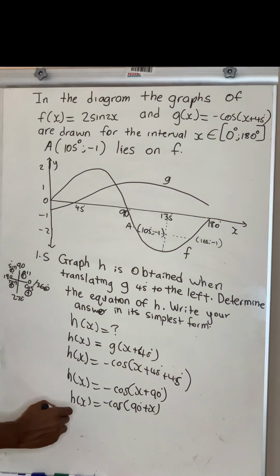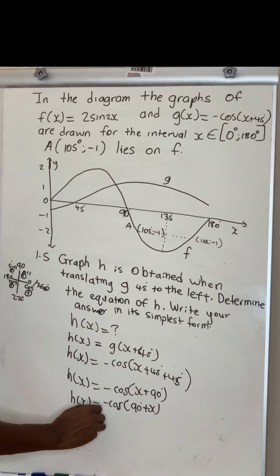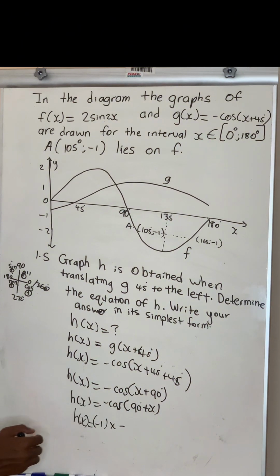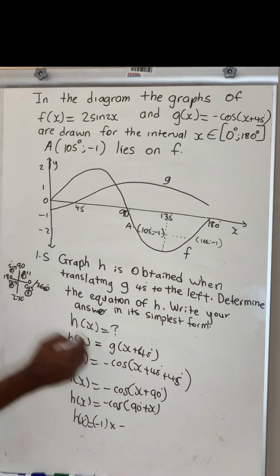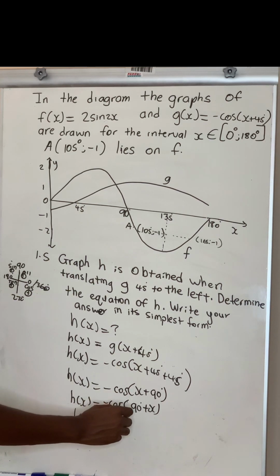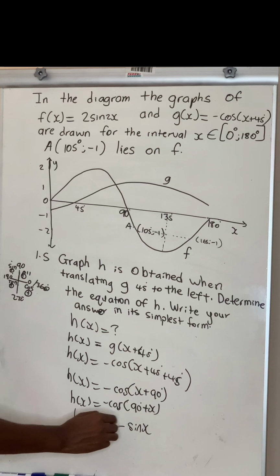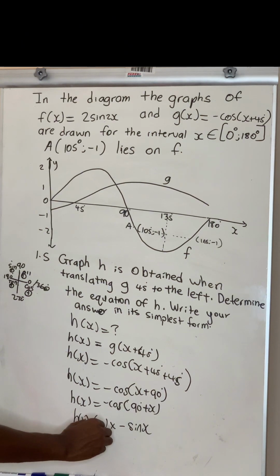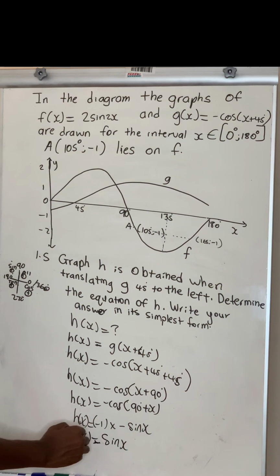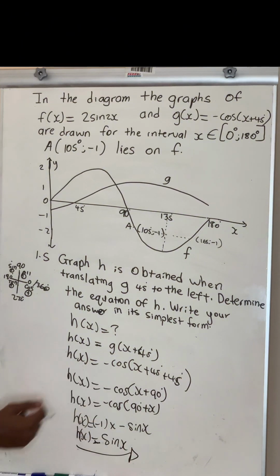We are given cos, so it's going to be h of x is equal to negative 1 times, the output is going to be negative, okay? And then remember 90 and 270, they change the trig ratio from cos to sine, so it's negative sine x, and then h of x is equal to negative 1 times negative sine x, that is simply sine x. So we have determined the equation of h.